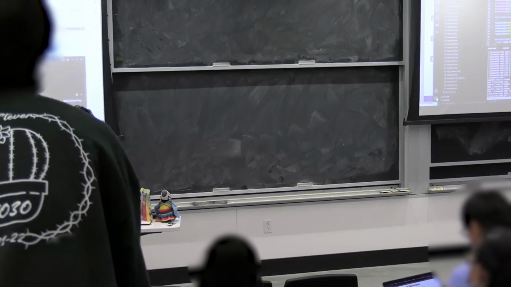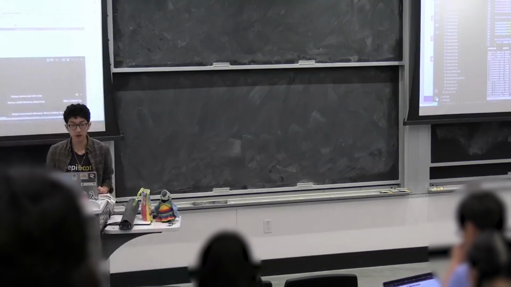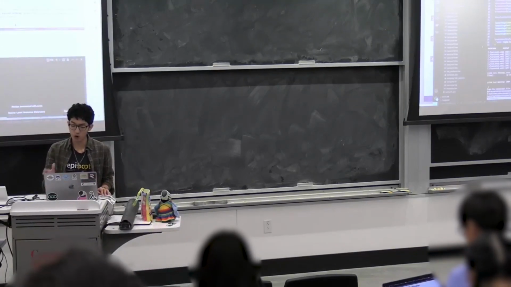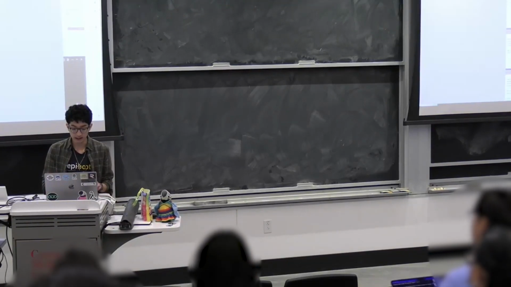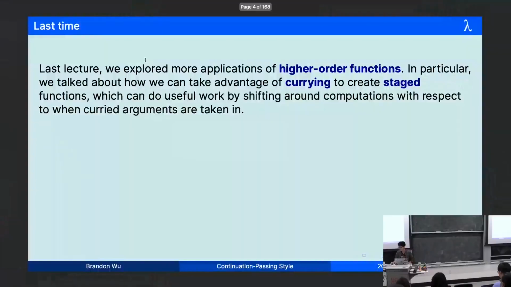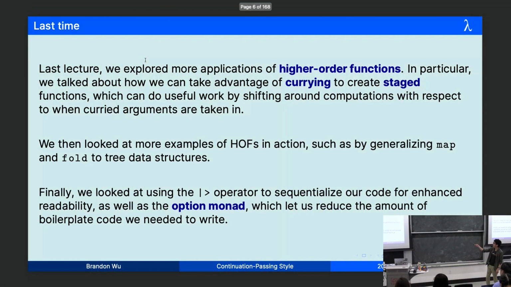But last time we talked about higher order functions, right? And we talked about staging, which doesn't have a whole lot to do with this lecture. But what's also important is the fact that we can do currying, and we can have map and fold, and we can have these pipes, which let us sequence operations in a way that's nicer to read. If I have f of g of x, instead I can write x pipe g pipe f. And that's just a nicer way for me to structure my computations.